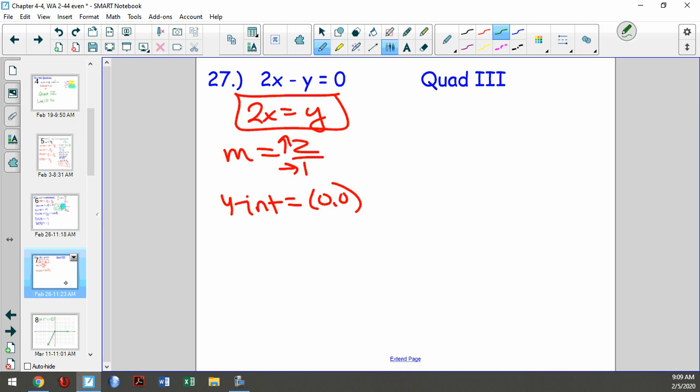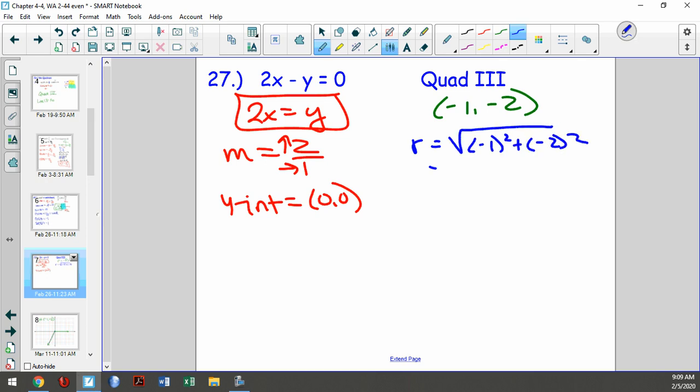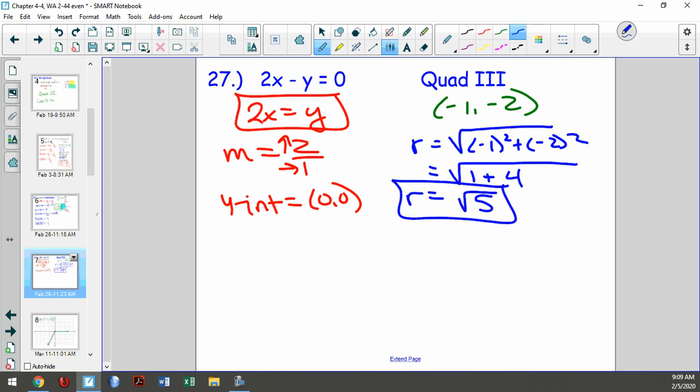So if we're utilizing the point negative 1, negative 2, I have to find what? I have to find r. Why do I have to find r? We only know x and y. So I have to find r by taking the square root of negative 1 squared plus negative 2 squared. So that's the square root of 1 plus 4, which is the square root of 5 is equal to r. And again, can it be negative? Why can r not be negative? Because it is a distance, and as such, you have to have it measurable.